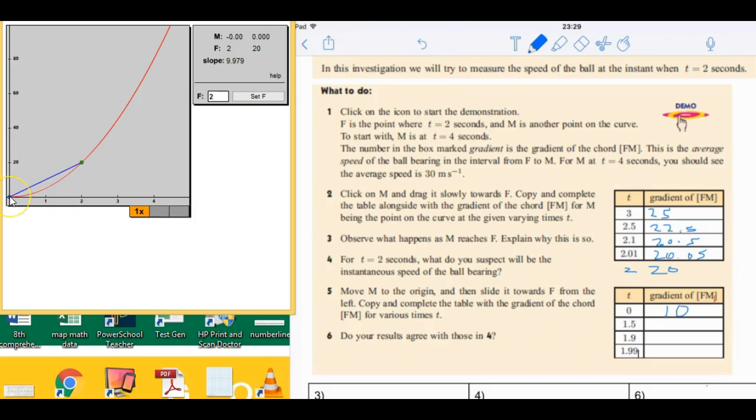And then I'm going to move my blue point to the next point, which is 1.5. There we go. That's pretty much close to 1.5. And the slope is 17.5. And then now I'm going to try 1.9. I'm going to put it at 1.9 instead. Okay, I get 19.5.